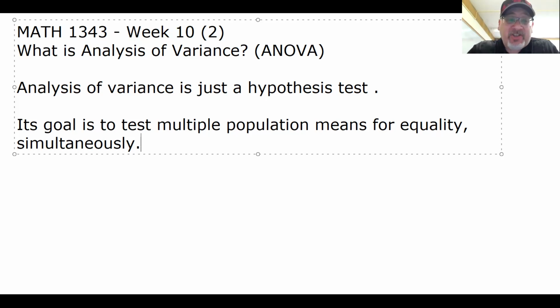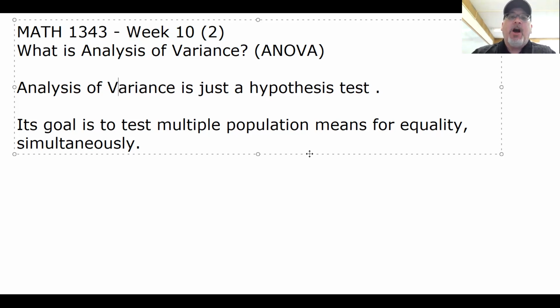Now, an analysis of variance test, and it's bothering me that I didn't capitalize the V there, an analysis of variance test will only answer the question, are they all equal, or do we have statistically significant data that suggests at least two of them are different? Because they could all be equal except one guy.